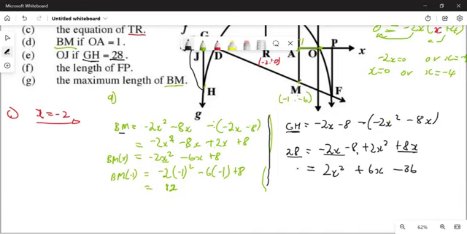And then from here onwards, you want to factorize. Yes, that's the simplest way to do it. You can start by dividing by 2, divide by 2, divide by 2, divide by 2. And then we are going to have 0 equals x squared plus 3x minus 18.